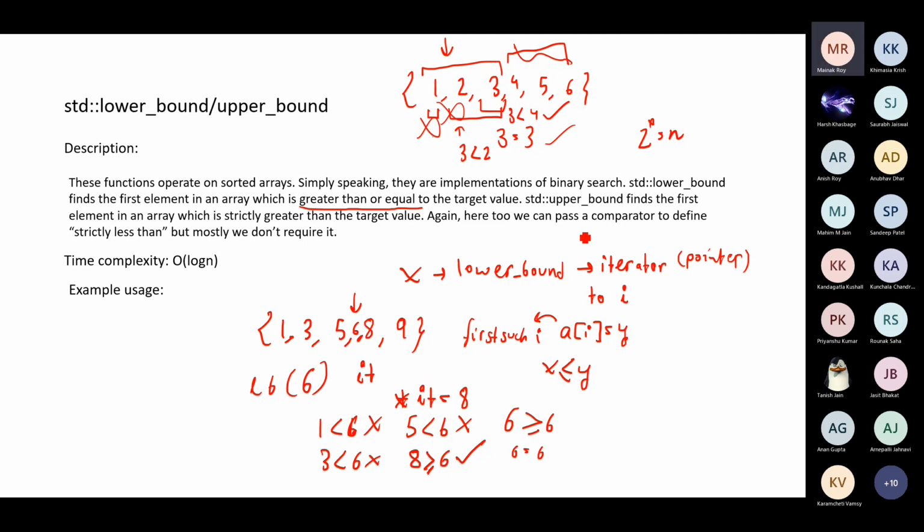Now, upper bound gives us the first element in an array which is strictly greater than the target value. And that means if we ask for upper bound of 6, now we will get 8, because 6 is not strictly greater than 6. Obviously, 6 is equal to 6. 8 is strictly greater than 6 and is the first such position in the array.